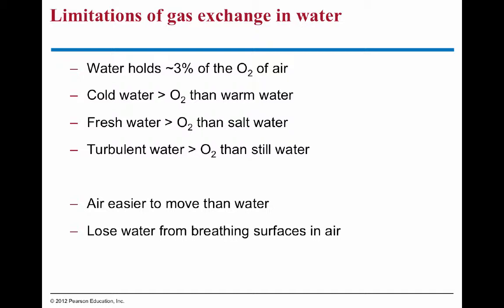Cold water has more oxygen than warm water, fresh water more than salt water, and water that's turbulent has more than still water. So the organisms that live in different types of water have to have different gill adaptations in order to get the amount of oxygen they need. Organisms that live in air have the advantage of having really high oxygen levels, but they have a disadvantage of losing water from those breathing surfaces.